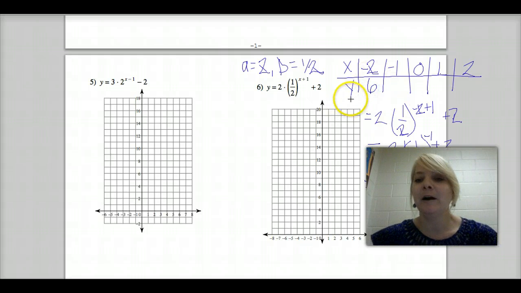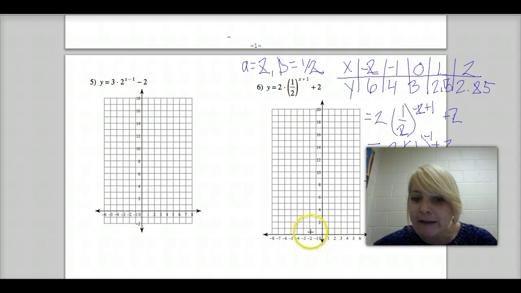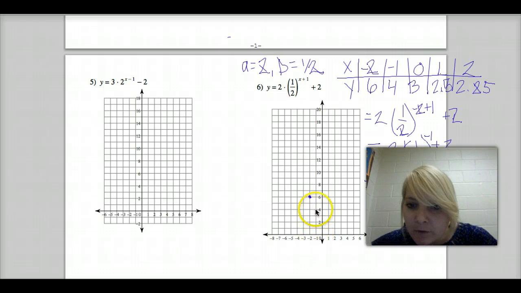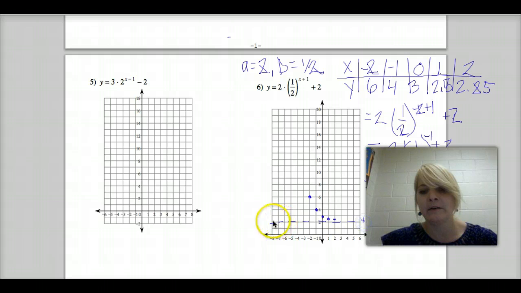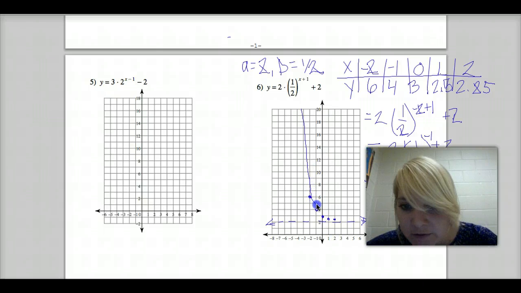All right, I want you to pause and compute the rest of them, and then we'll come back together. All right, so the chart's filled out. So we have -2, 6; -1, 4; 0, 3; 1, 2.5; and then 2, 2.25. All right, so here, if we notice, we're approaching the y value, or that line y equals 2, but we're never quite touching it. So that's our asymptote. So smooth line.